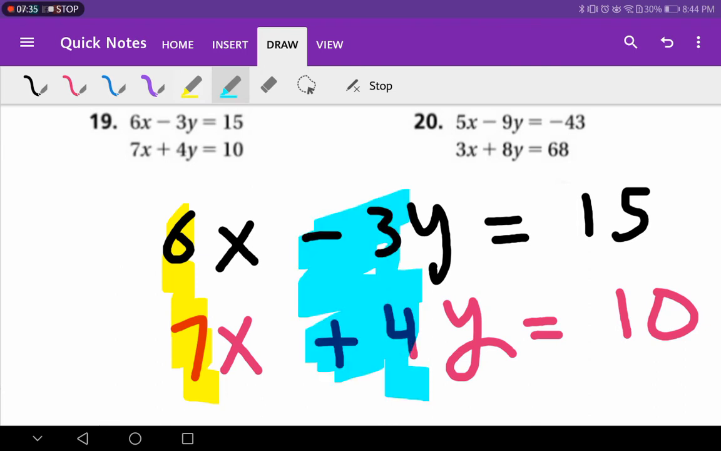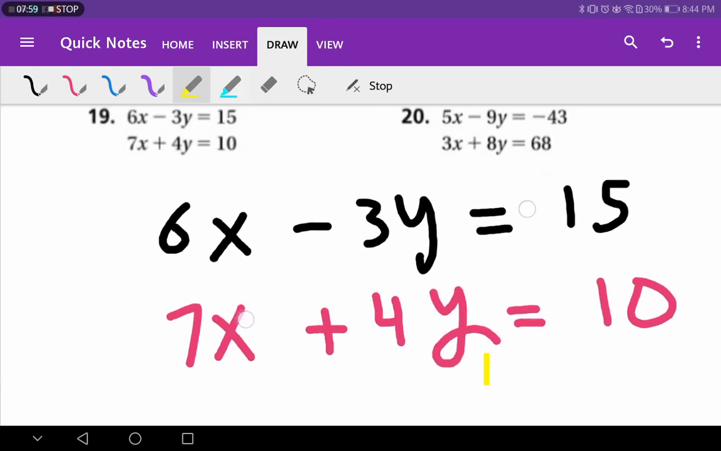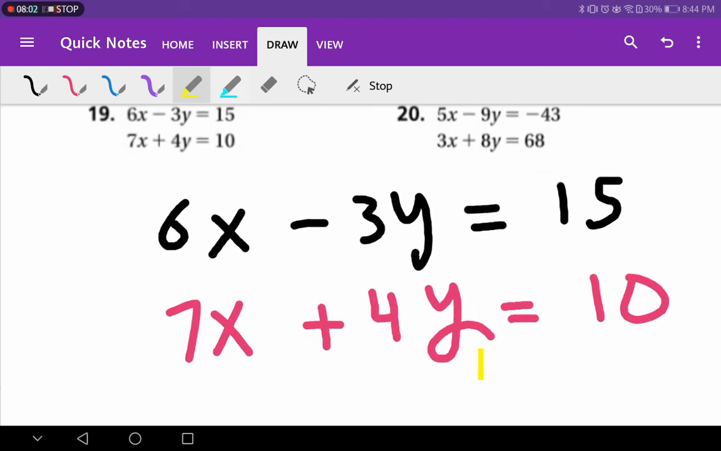The 6 cannot be 7, yes? Okay, so I need to multiply the first equation and the second equation by two different numbers. I'm going to eliminate the y, by the way. The 3 and the 4, I know they meet where? 12. So I will multiply the first equation by 4 and the second equation by 3.